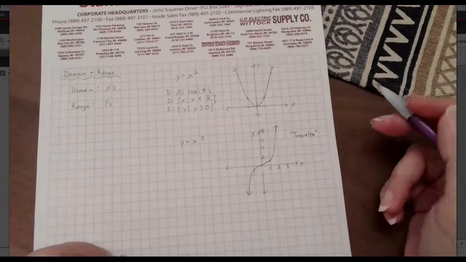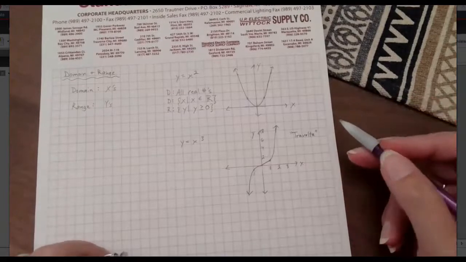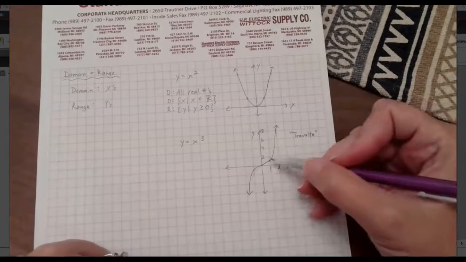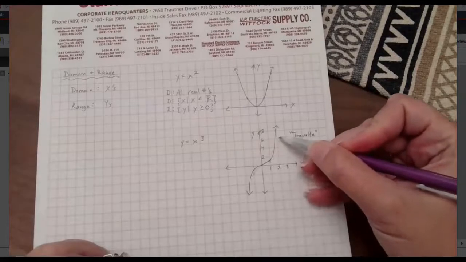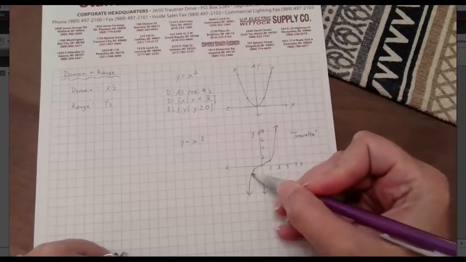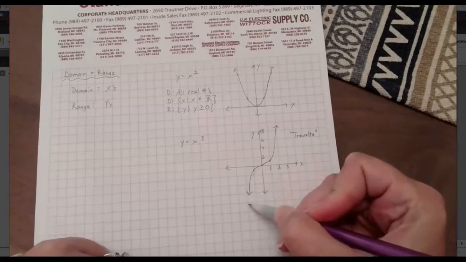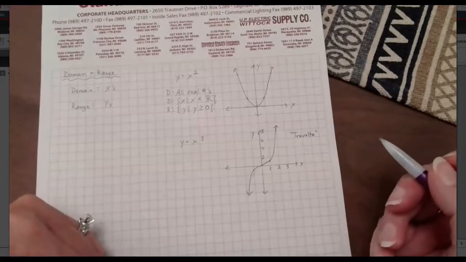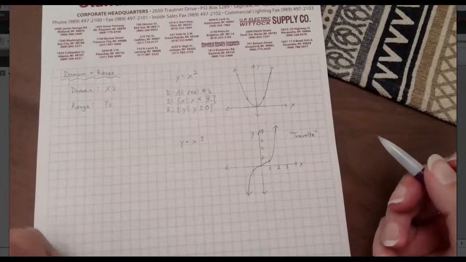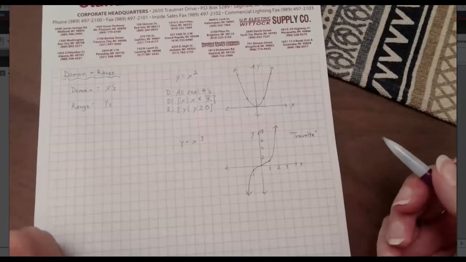So what are my domain and range? Check this thing out because it's not the same as the last graph. This thing is going to the right, to the right, to the right, nothing stopping it, to the left, nothing stopping it, keep going to the left, going up, nothing is stopping it, going down, nothing is stopping it. There's nothing stopping this graph.